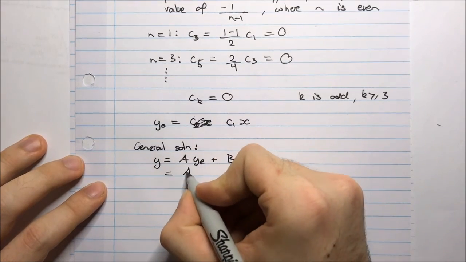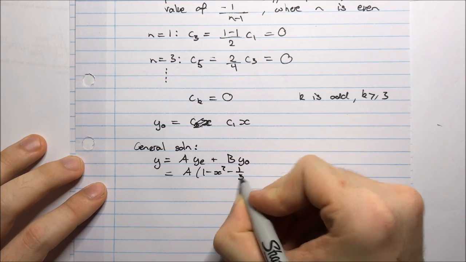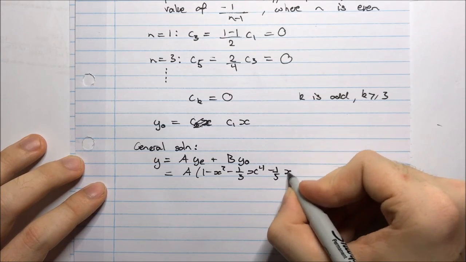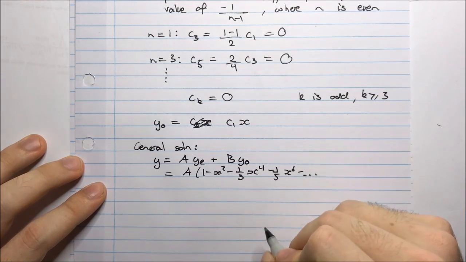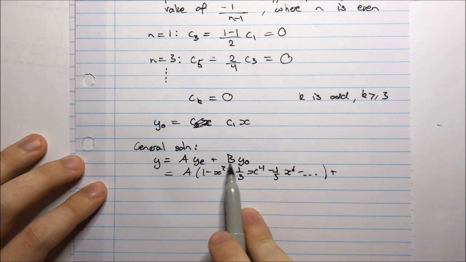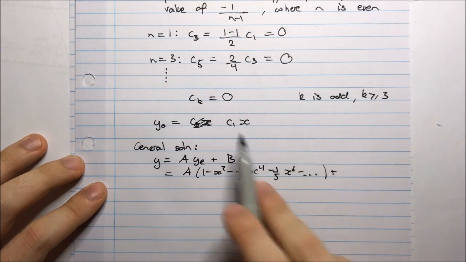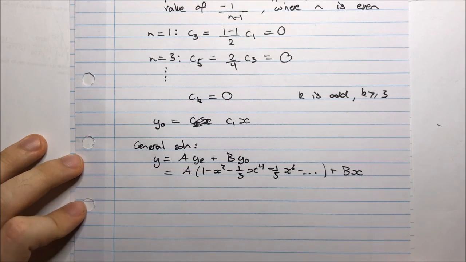And I'll have a times 1 minus x squared minus a third x to the 4 minus a fifth x to the 6, and so on, plus b times y odd. Y odd was C1x, but I'm absorbing C1 in, so it's bx. And that's the final answer.